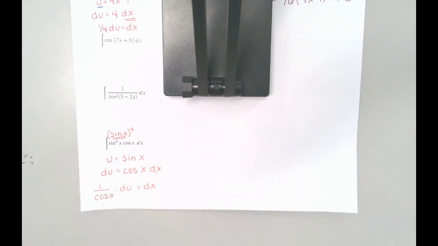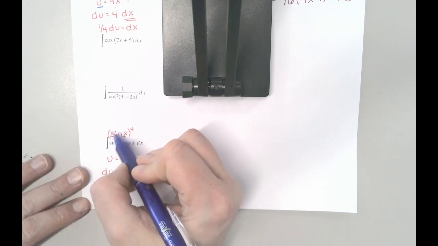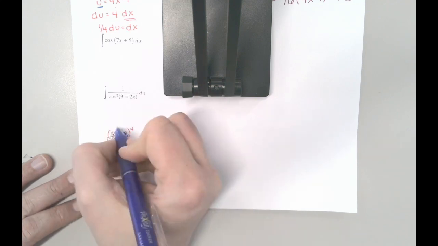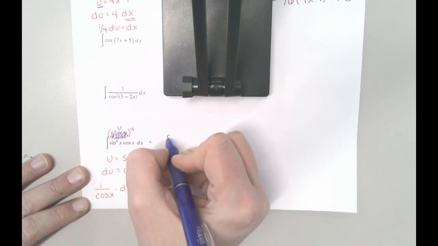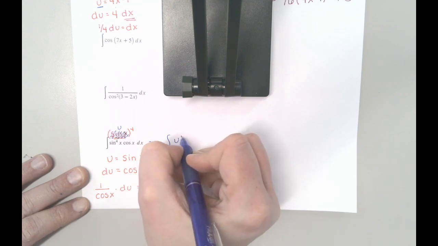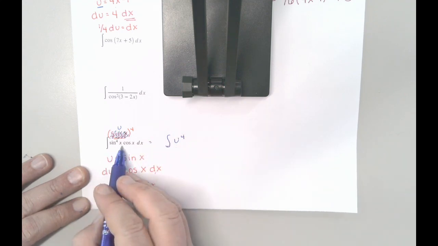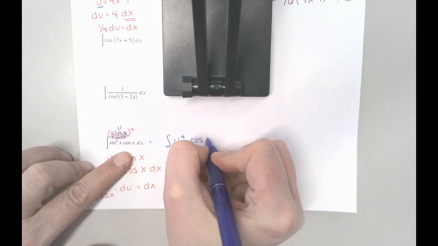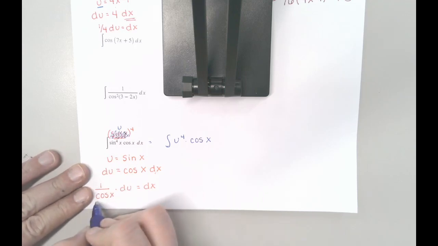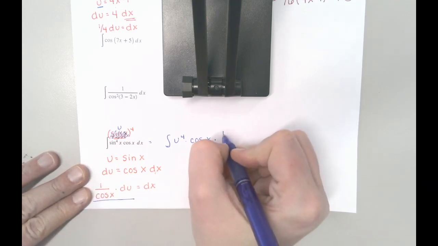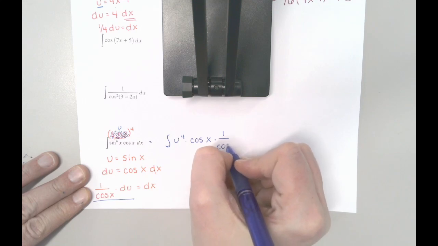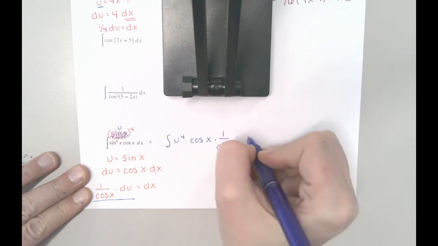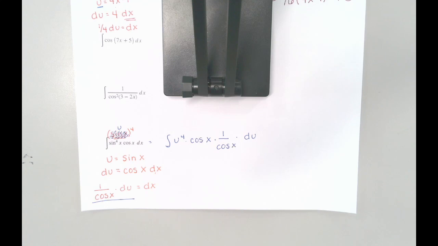Okay, let's write out what this integral looks like now. So I'm replacing this sine x with a u. So my integral now says integral of u to the 4th. Okay, that takes care of this. I do still have a cosine x here. But in place of dx, I'm putting all of this. So 1 over cosine x times du. And I want you to see what magical thing is going to happen now.